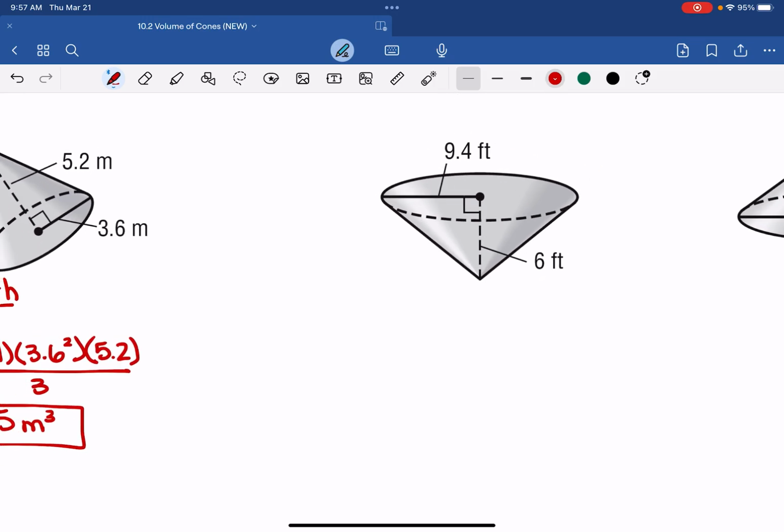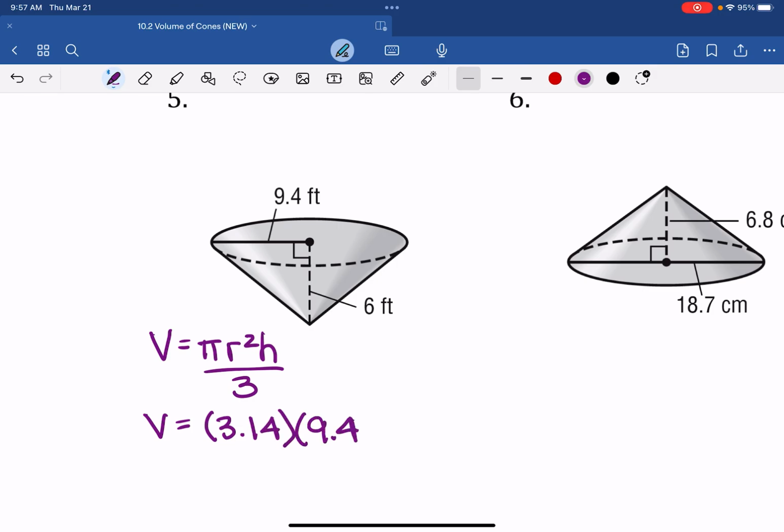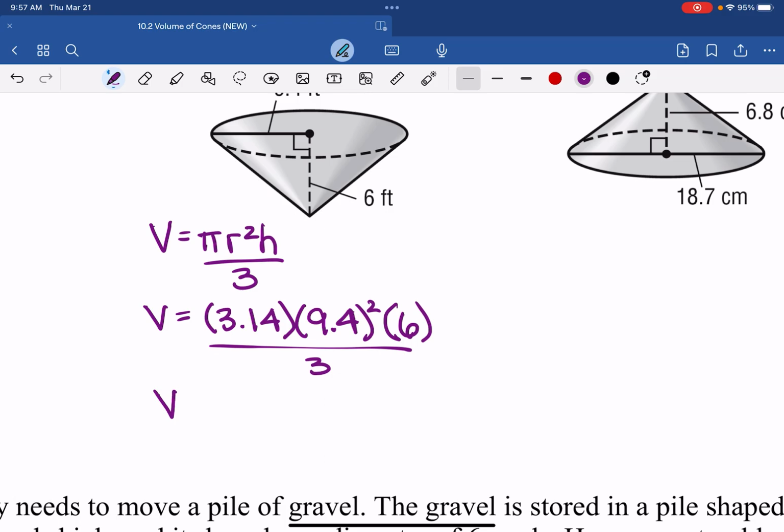Okay, number 5. So the formula again is pi r squared h divided by 3. I'm going to plug in the pi, and then 9.4 is the radius, so that will be squared times 6 divided by 3. So after you put it in your calculator, you should have gotten 554.9 feet cubed.